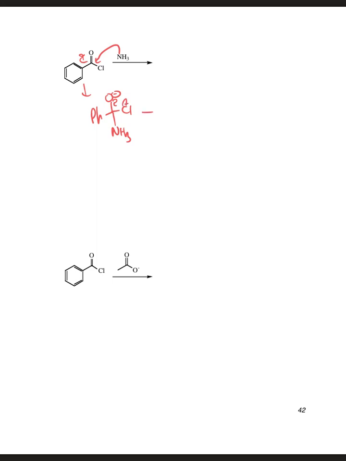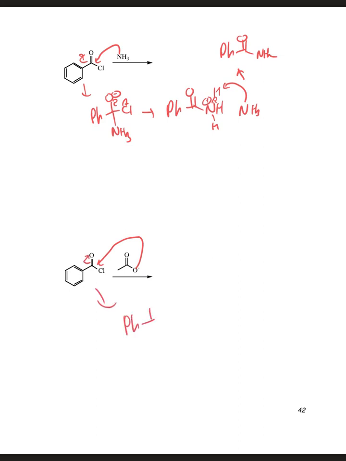So we can add the ammonia into the acid chloride, form the tetrahedral intermediate, reform the carbonyl, kicking off the chlorine, giving us the protonated amide, and then another equivalent of ammonia can come in and grab our hydrogen to give us our amide.